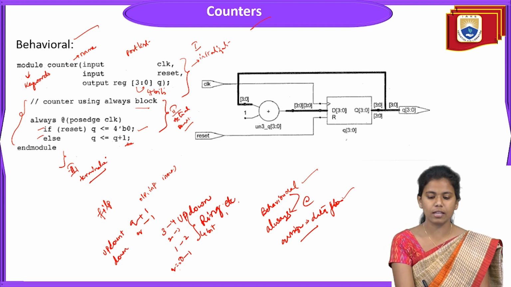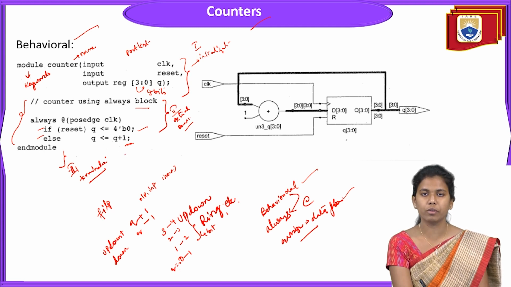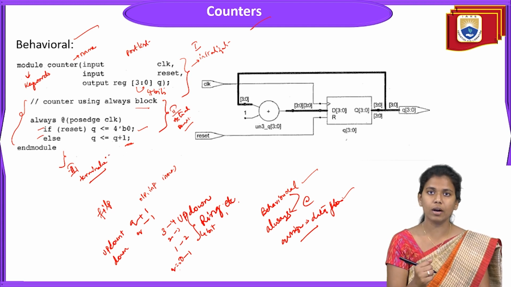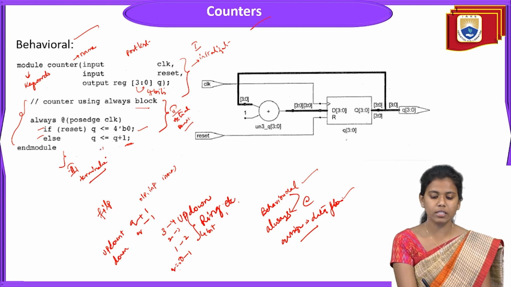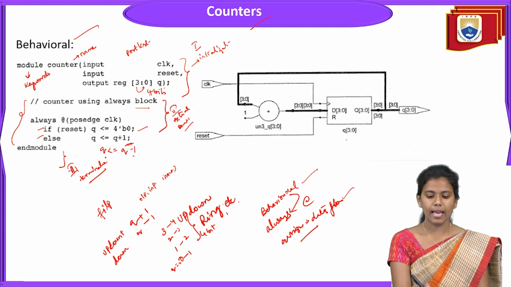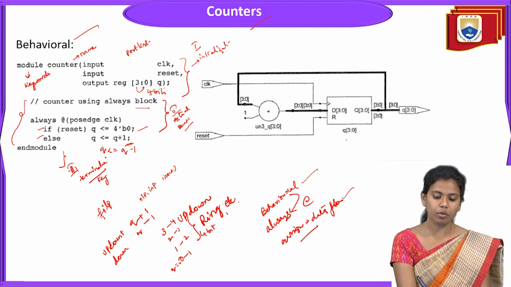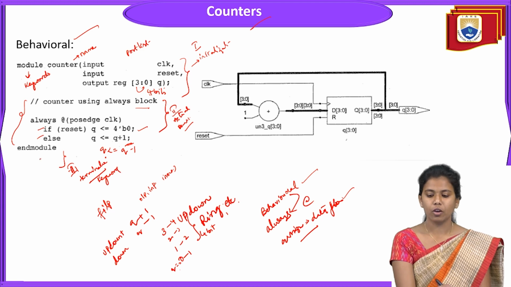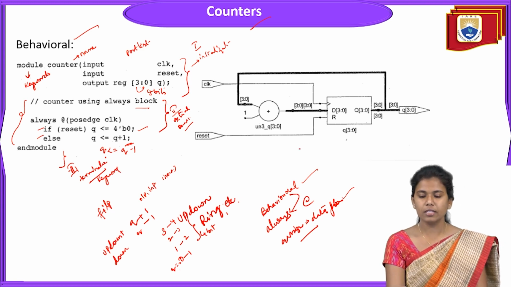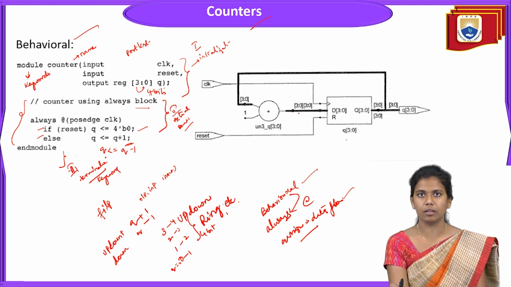So for the up counters, I'm representing q <= q plus 1. If it is a down counter that you are considering, then you have to write q <= q minus 1. And then it is followed by the termination keyword, that is endmodule. If you observe the figure here, this is a counter figure. In this counter figure, we have a clock signal, and as well a reset signal connected to the counter.